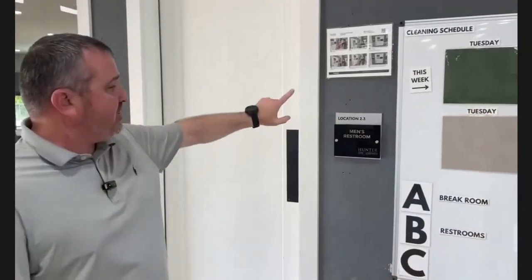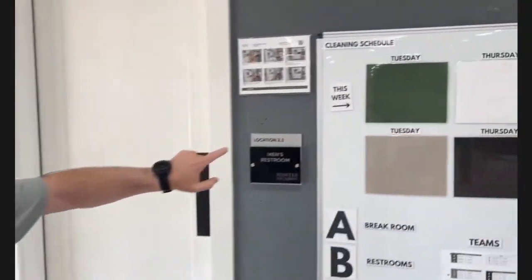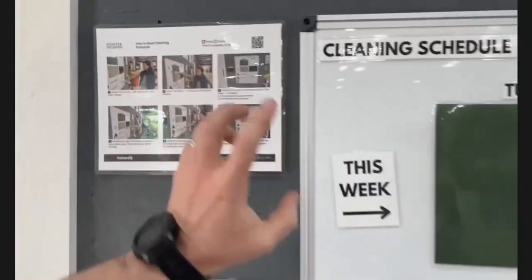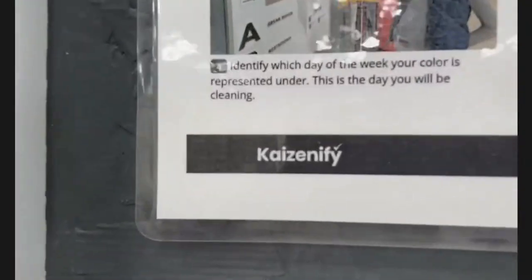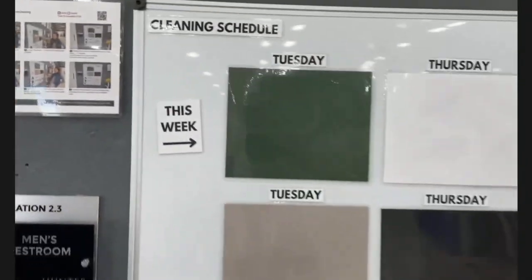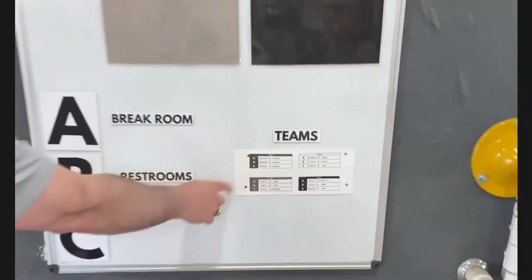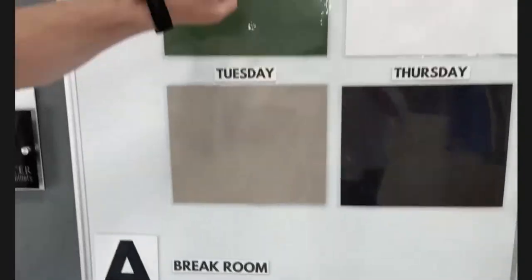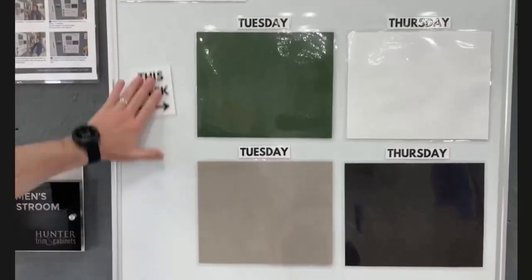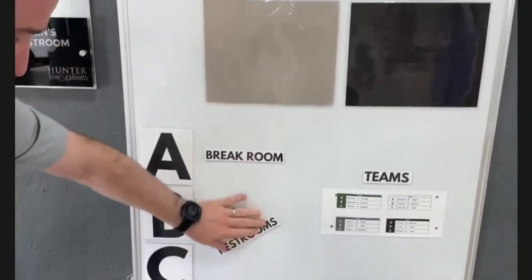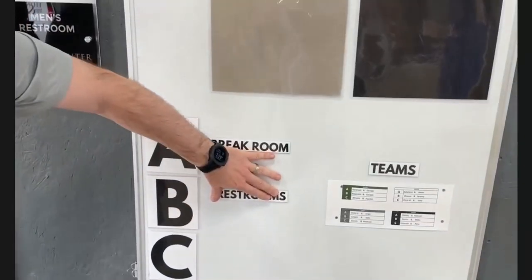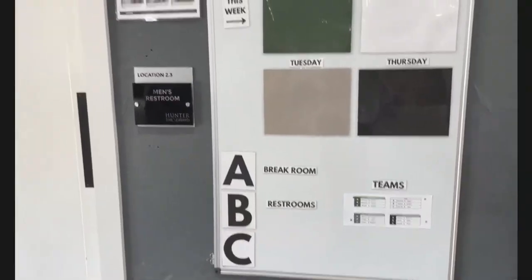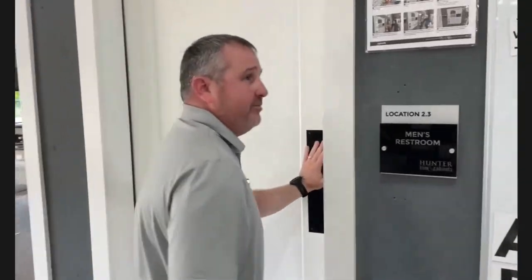All right, so this is our bathroom chart to know who's supposed to do it. This is an SOP that tells you how this works, but essentially everyone is on a team. We have green, gray, white, black. There's me. And then we have different days of the week, and this moves. This is magnetic, and then these move. So we just do this once a week, and then these all get changed. We know who's cleaning the bathroom and the break room. So here's our bathroom.